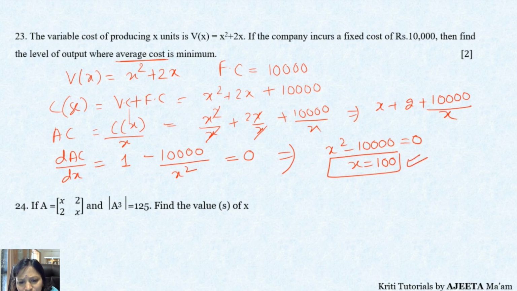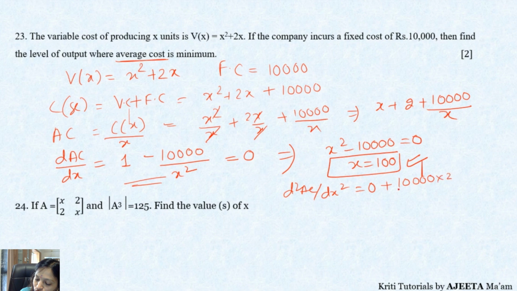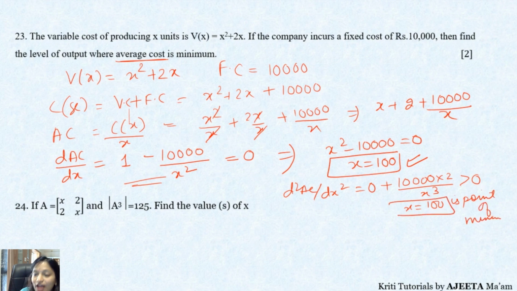And how can you show that this is a point of minima? If we find the second order derivative, what will it be? 0 plus 10,000 into 2 upon x cube, which is going to be positive for all values of x. So that is why x is equal to 100 is the point of minima. So for this value of x, it will have minimum average cost. Correct? So we have to simply find the level of output. So if the company is going to produce 100 units, then the average cost will be minimum. So that will be the concluding line. Now let's move on to the next.